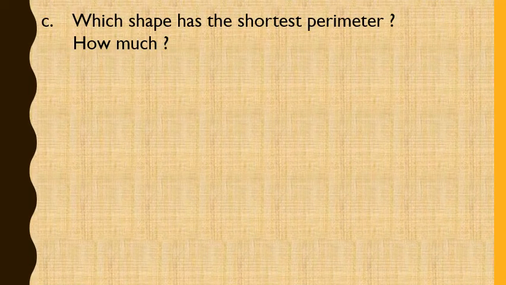See which shape has the shortest perimeter and how much. Shape 3, as we have seen, has the shortest perimeter, and that is 10 centimeter.